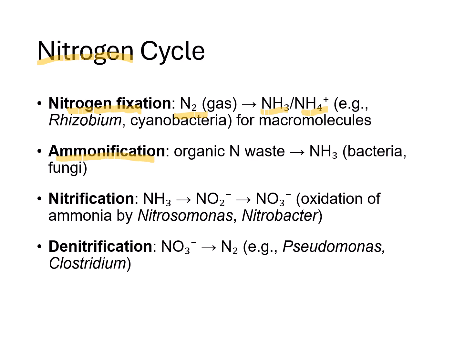Ammonification by bacteria and fungi can turn organic nitrogen waste into ammonia. Nitrification by Nitrosomonas or Nitrobacter oxidizes ammonia to nitrite and then to nitrate. Finally, denitrification by bacteria like Pseudomonas or Clostridium converts nitrate back to nitrogen gas, completing the cycle.